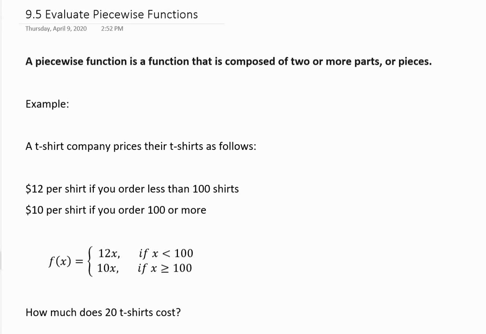We're going to be looking at evaluating piecewise functions. A piecewise function is a function that is composed of two or more parts or pieces. For example, a t-shirt company prices their t-shirts as follows: $12 per shirt if you order less than 100 shirts, $10 per shirt if you order more than 100.